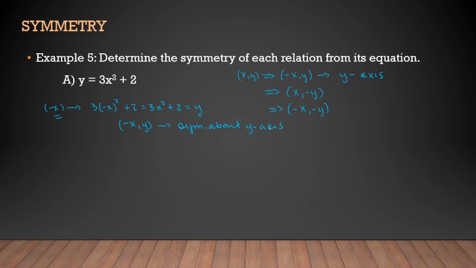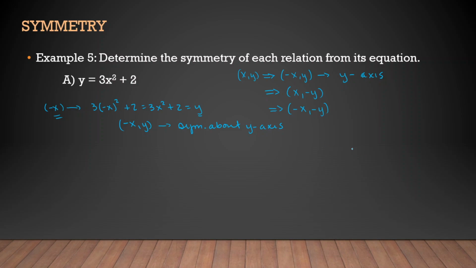Now let's see what happens if I put in, can I get to a negative y? Well, if I let y be negative, is there any way to do that? Squaring the x is always going to make this positive. I'm always going to end up back at positive y. So there's no other symmetry for this one.